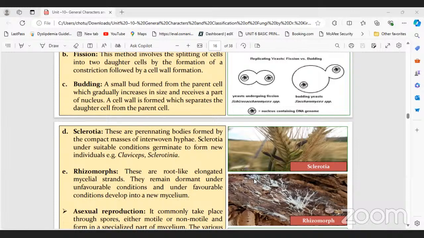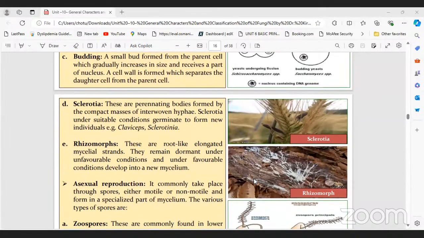Okay, next, coming to another type of vegetative reproduction: rhizomorphs. Rhizomorphs are root-like, elongated mycelial strands. You can observe them in the picture. They remain dormant under unfavorable conditions, and under favorable conditions they develop into a new mycelium.